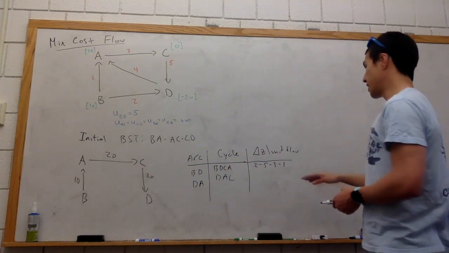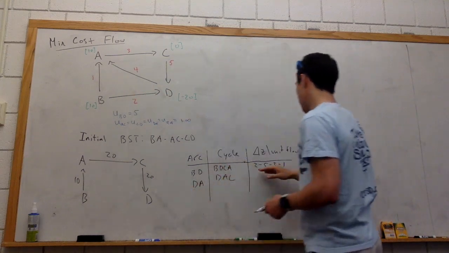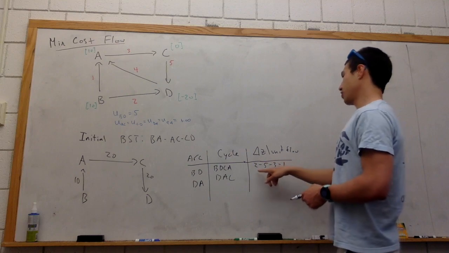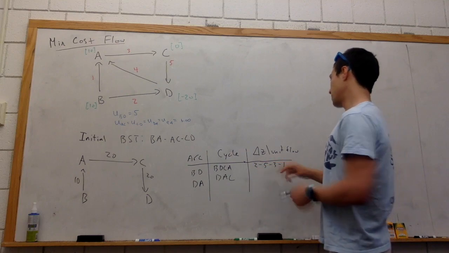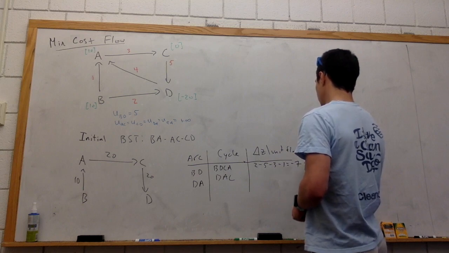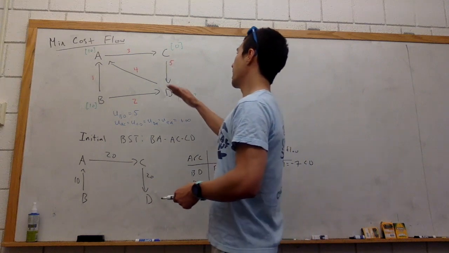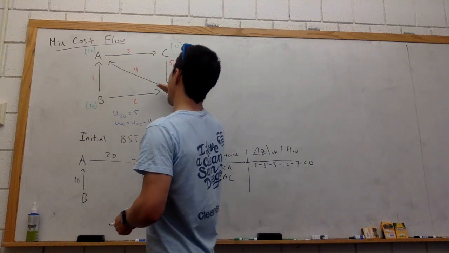So here what we're saying is that if I increase flow through this arc BD, my net cost is actually going to be decreased by 7 units. So this is strictly less than 0. Again, we can see what happens if we increase flow through DA.